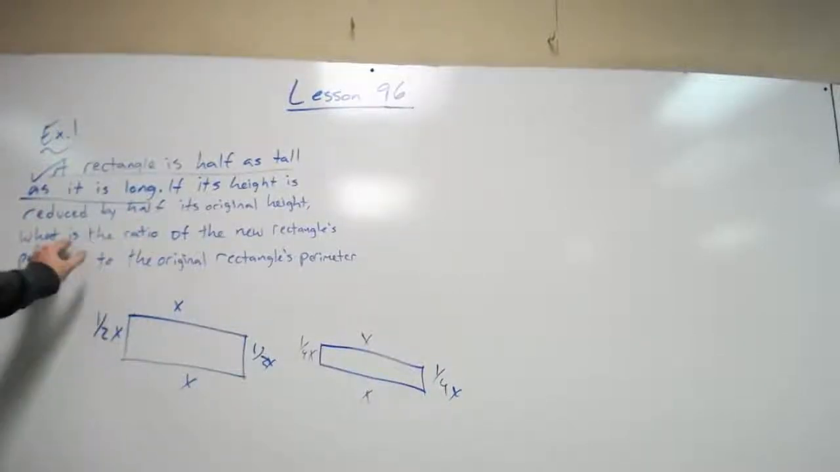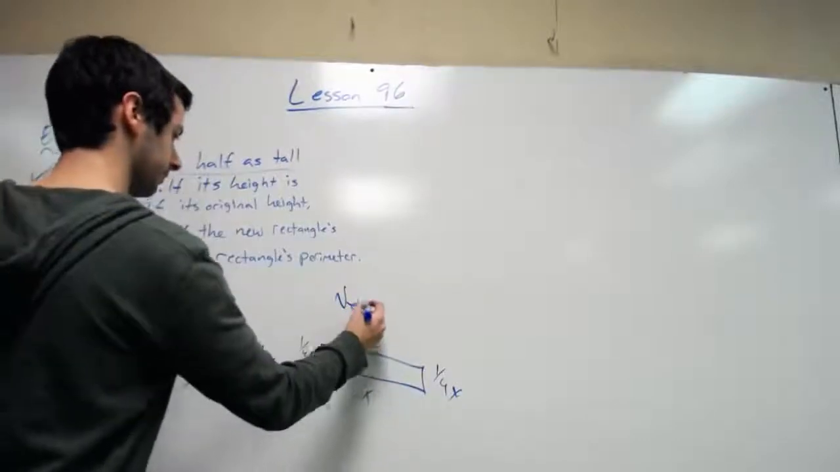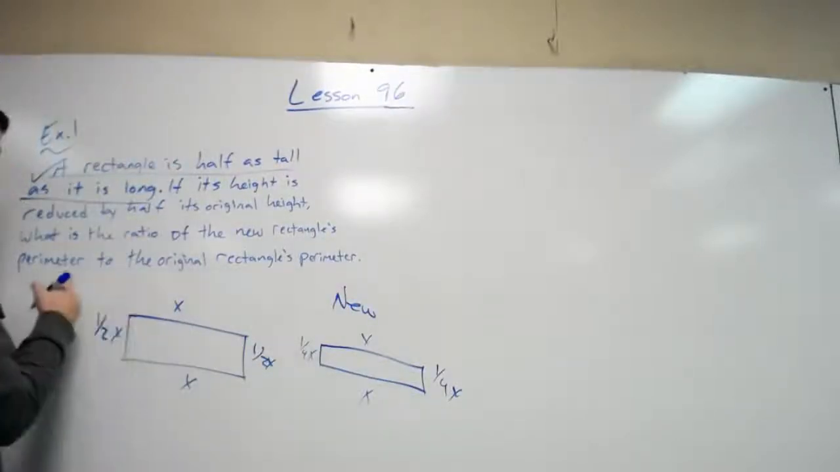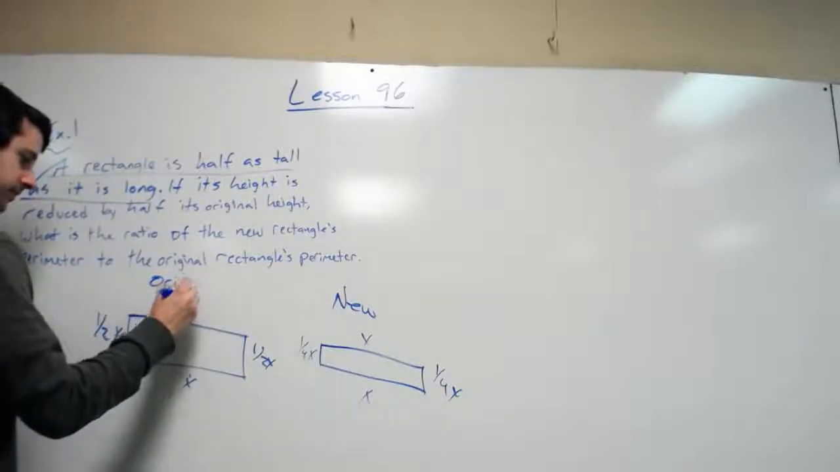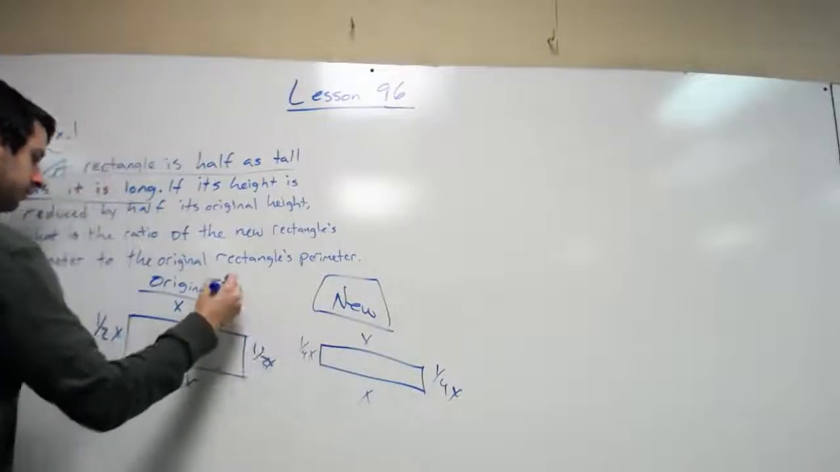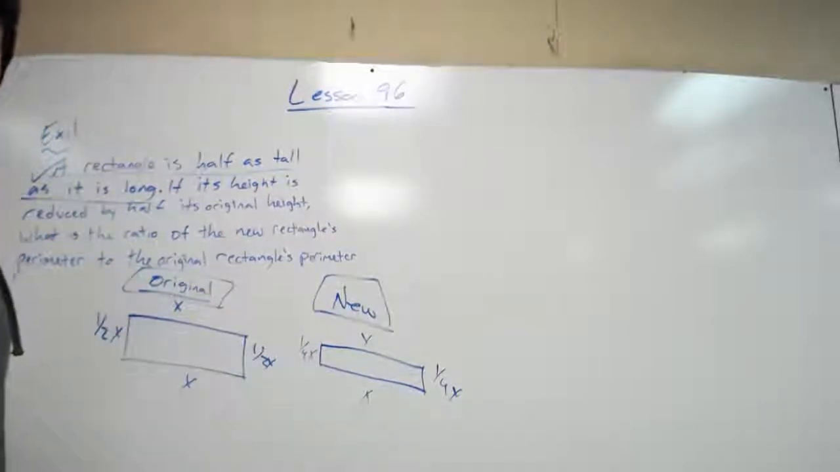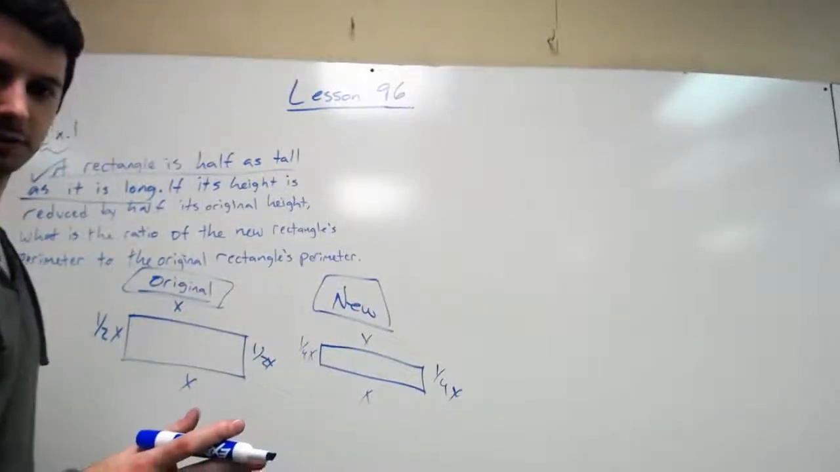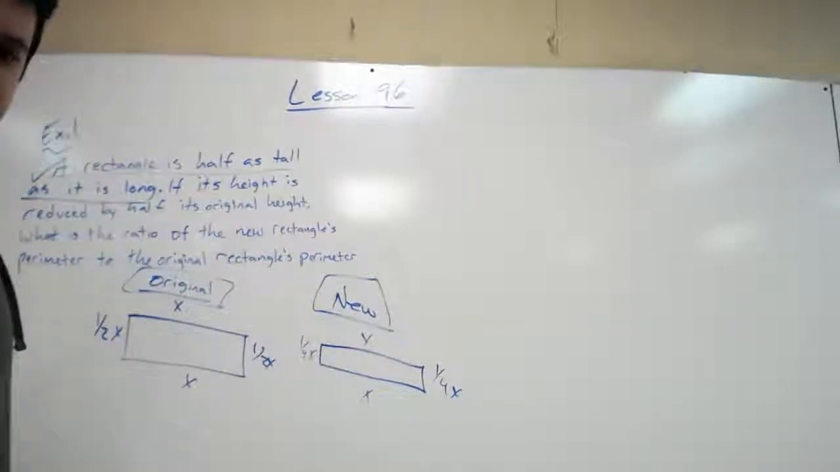It wants to know what is the ratio of the new rectangle's perimeter to the old, or the original. What is the ratio of the two perimeters? So it doesn't give any numbers specifically for the length and width, but we can still know the ratio even just using the variables.